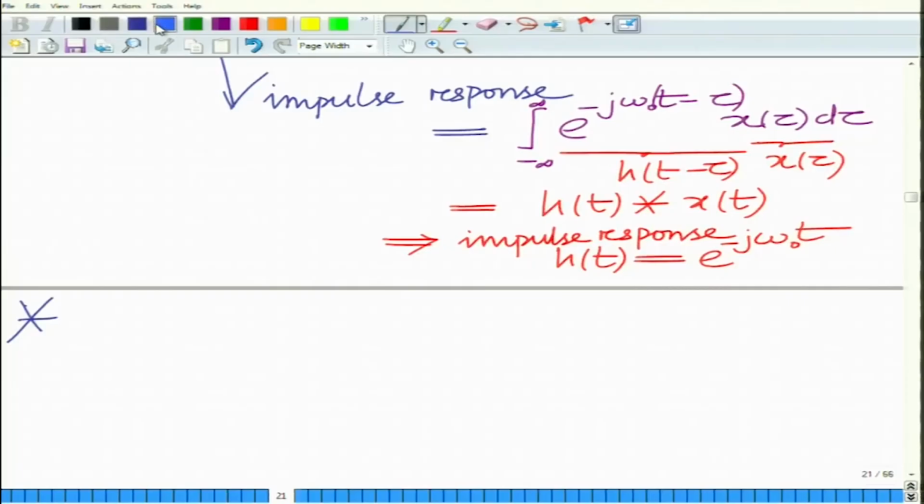So, we are looking at problems on the analysis of LTI systems. Okay. So, we are looking at some example problems for that to illustrate the analysis and properties of LTI systems.